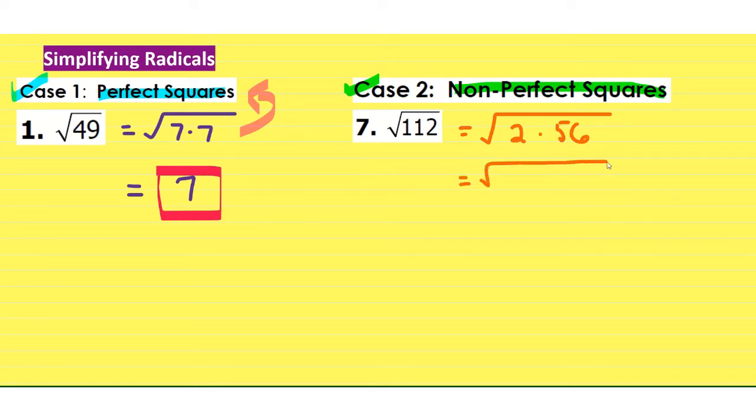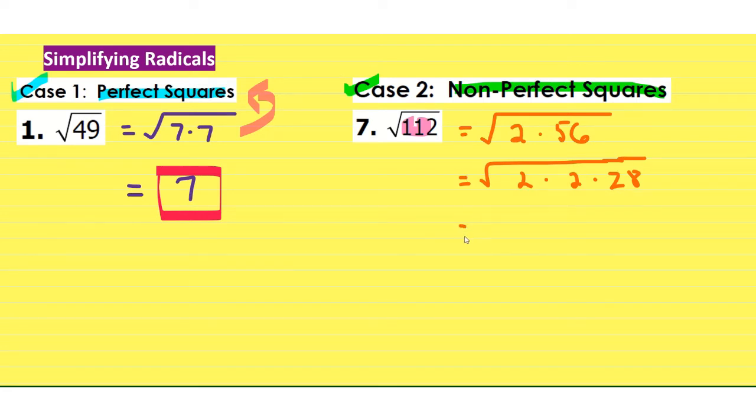So let's say 2 times 2 times 28. Does that make sense, that 2 times 2 times 28 would give us back the 112 if we multiply all those numbers together? So all three of those numbers are factors of 112. But let's break it down just a little bit more.